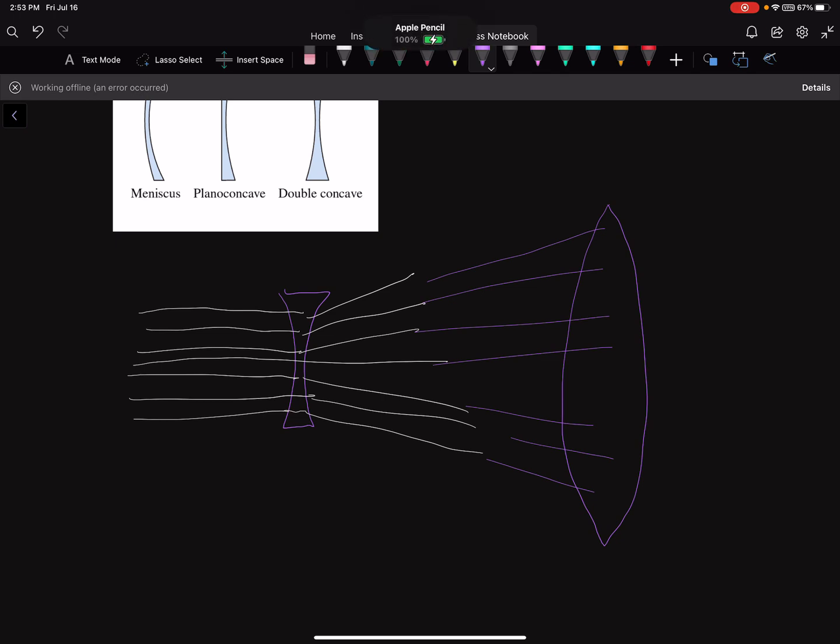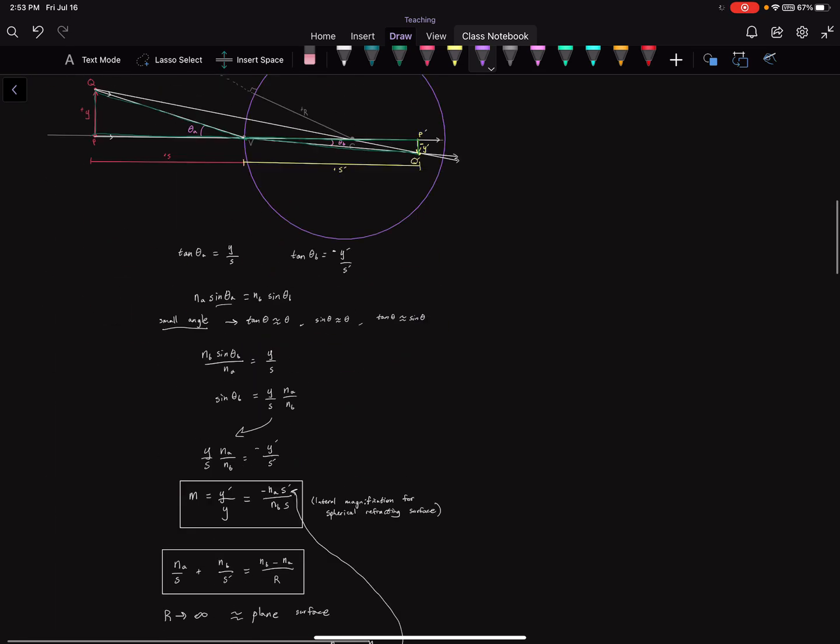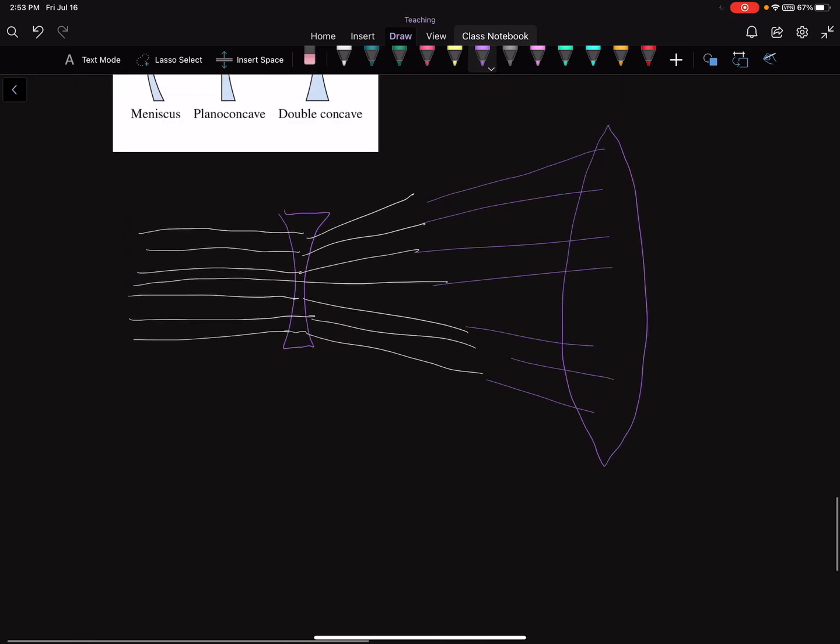All right, that's it for this. The next step for us is to derive the lensmaker's equation, which is a thrilling derivation, I'll tell you.